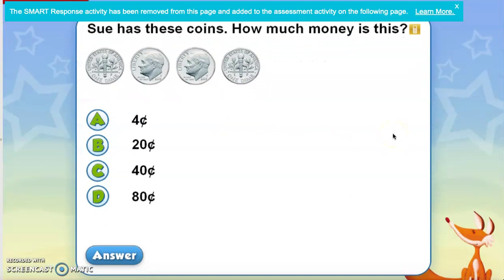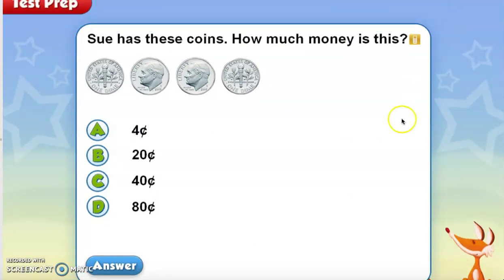All right, and so our last problem, it says Sue has these coins. How much money is this? Okay, so again, these all look like dimes right here, right? This is a dime, a dime, a dime, and a dime. So we have 4 dimes. So all we have to do is count by tens, right? 10, 20, 30, 40. So our answer would be 40 cents. So I'm gonna circle our answer. Unfortunately, it won't let me check our answer, but again, if we count right, we know that 4 dimes equals 40 cents.